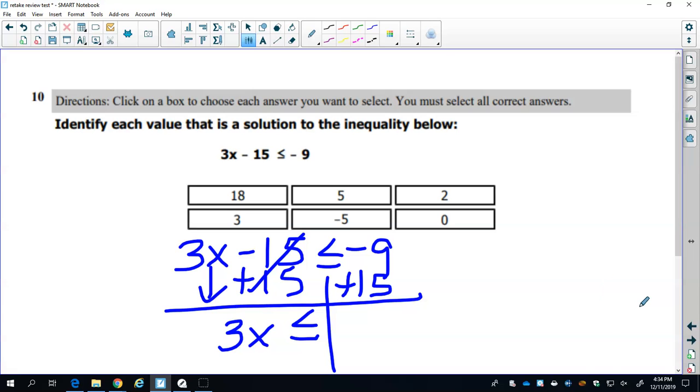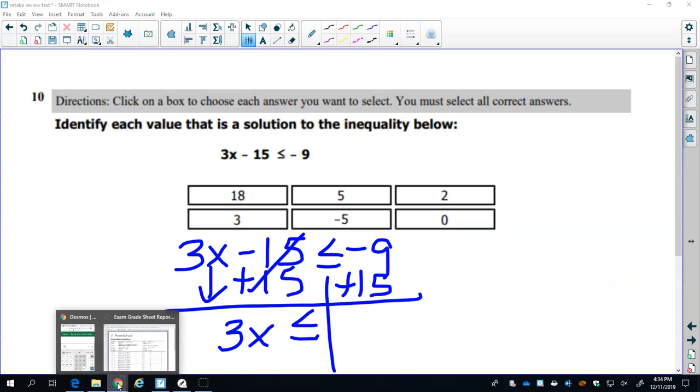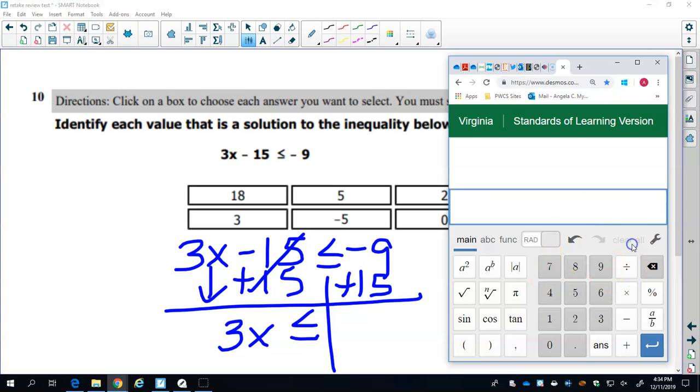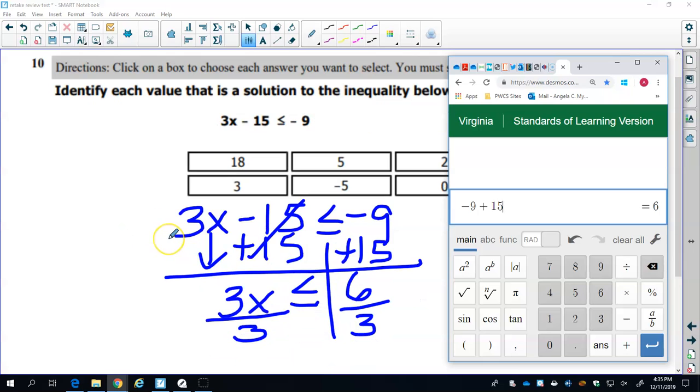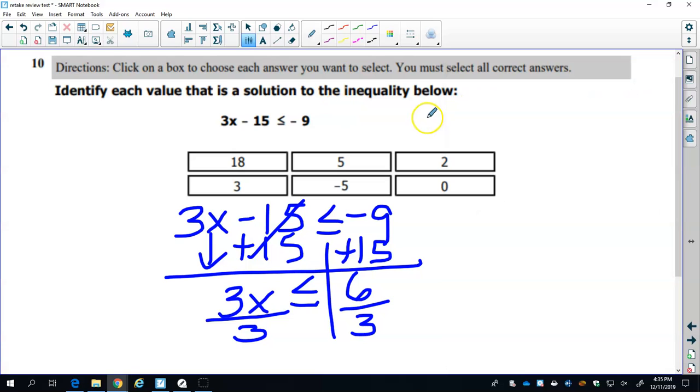You could put that in your calculator. I think that might be part of our problem. If we put this in, we got to put negative 9 plus 15 just like it is. Negative 9 plus 15, you get 6. Okay, so I'm going to go over here and I'm going to write 6. And now I'm going to undo the multiplication by dividing. I'm going to divide both sides by 3. And this cancels out. So x is less than or equal to 2.